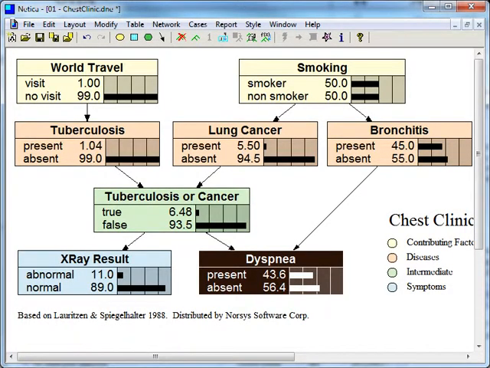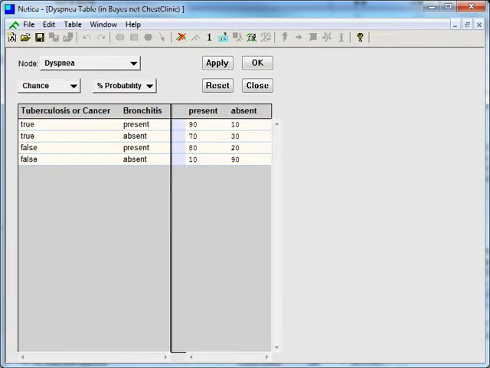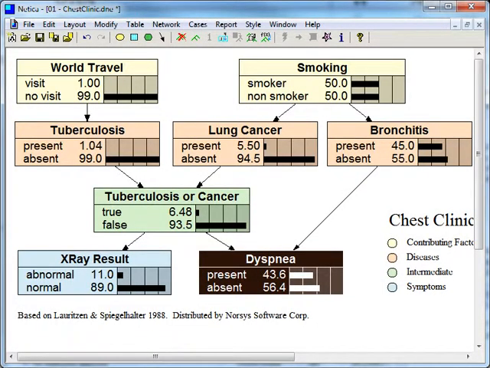Some nodes, like the dyspnea one, have two arrows coming in, which means the conditional probability is a bit more complicated. We have two variables, tuberculosis or cancer on one hand and bronchitis on the other, and we can see the extremes. If tuberculosis or cancer is true and bronchitis is true, then there's a 90% chance of shortness of breath. Whereas at the bottom, if tuberculosis or cancer and bronchitis are absent, there's only a 10% chance of shortness of breath. So how does this Bayesian network actually work in practice?